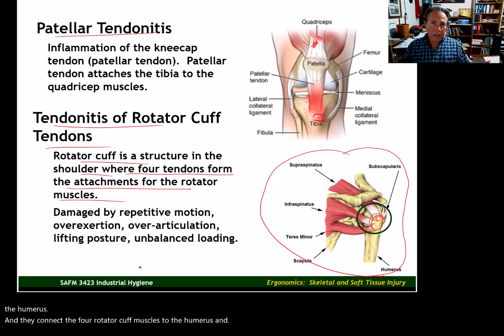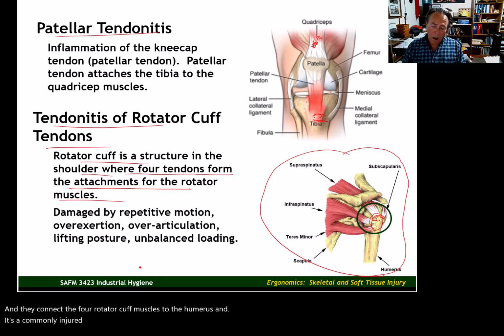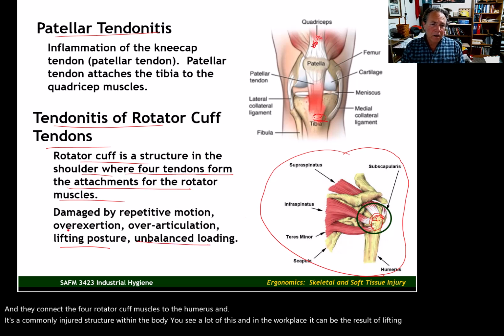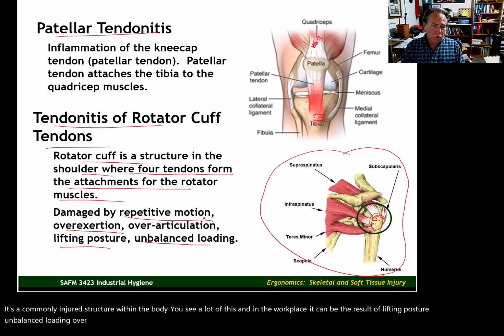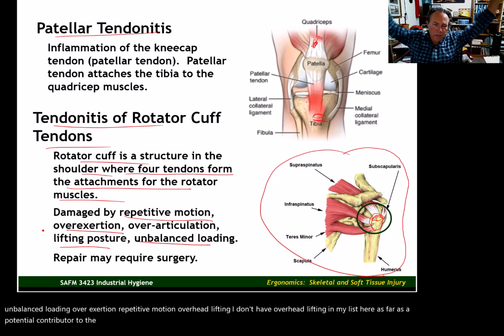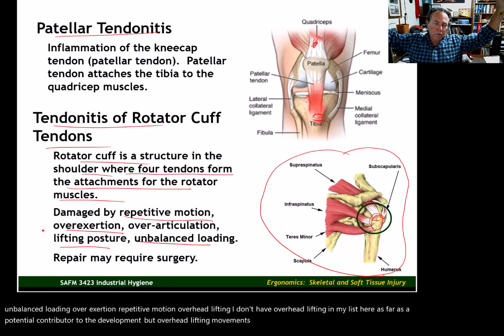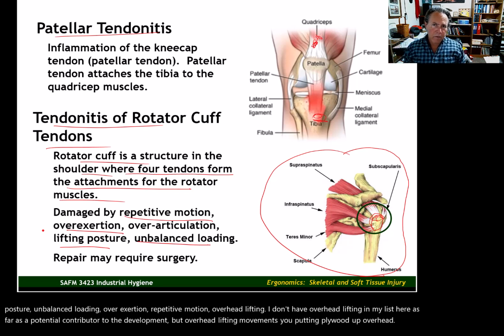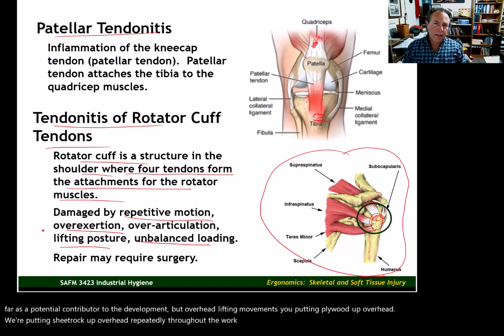It's a commonly injured structure within the body. You see a lot of this in the workplace. It can be the result of lifting posture, unbalanced loading, overexertion, repetitive motion, overhead lifting. I don't have overhead lifting in my list here as far as a potential contributor to the development, but overhead lifting movements, putting plywood up overhead or putting sheetrock up overhead repeatedly throughout the workday, that tends to place a lot of stress on the rotator cuff.